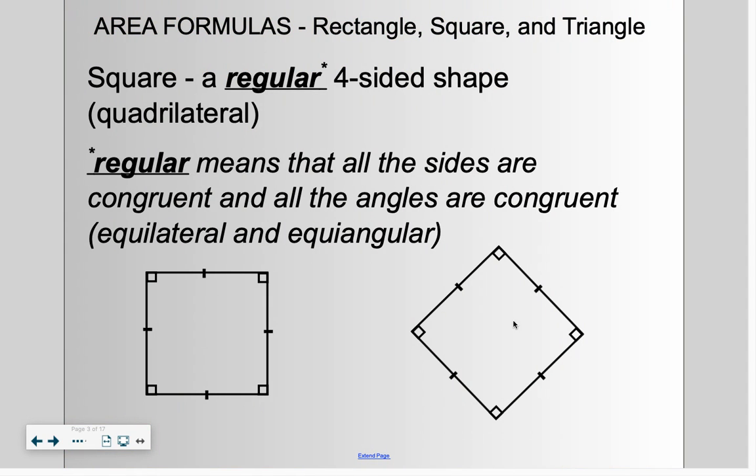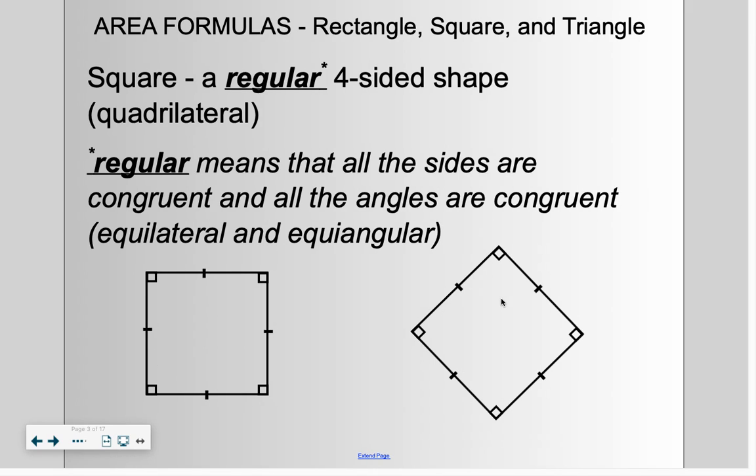As far as a square, again, I'm pretty sure you know what a square is, but it is a regular four-sided shape, or four-sided quadrilateral. Regular just means all the sides are congruent or all the angles are congruent. So you can use fancy words like equilateral and equiangular, but pretty much everything is the same. Every single side is the same size, and every angle is the same size because they're all 90s. And this is still a square.